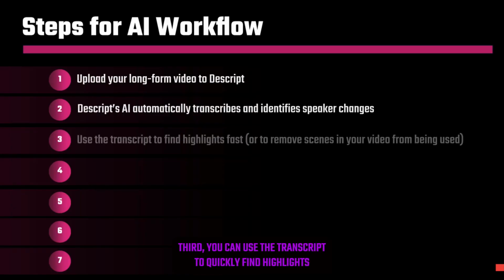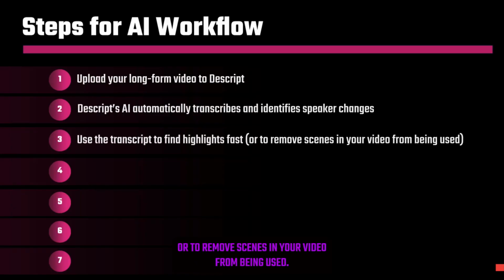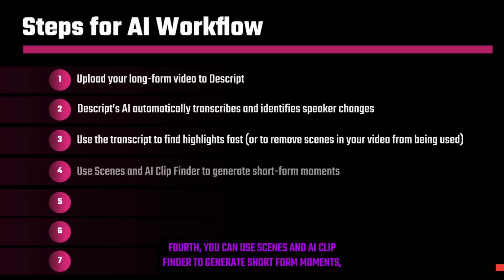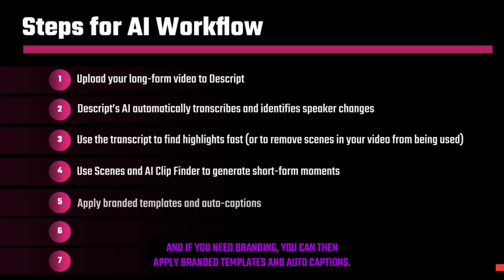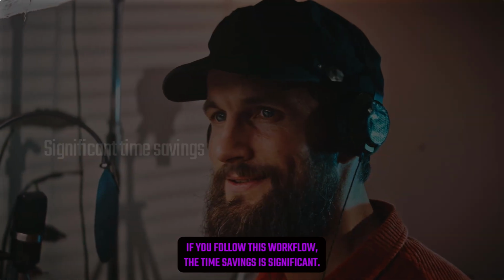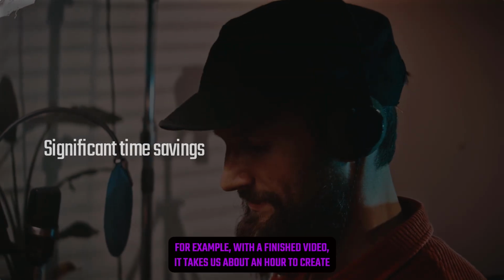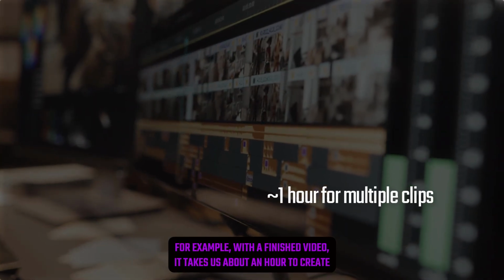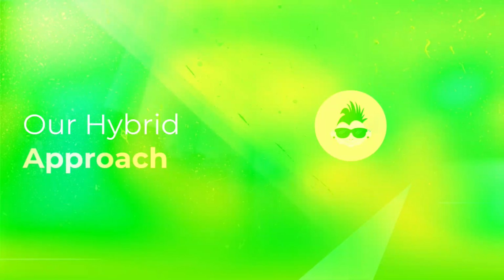Third, you can use the transcript to quickly find highlights or to remove scenes in your video from being used. Fourth, you can use Scenes and AI Clip Finder to generate short-form moments. And if you need branding, you can then apply branded templates and auto captions. Sixth, you can resize for your target platform, for example, YouTube Shorts, Reels, and TikTok. And lastly, you then export your clips and reels and then upload to your platform of choice. If you follow this workflow, the time savings is significant. For example, with a finished video, it takes us about an hour to create multiple clips and reels.